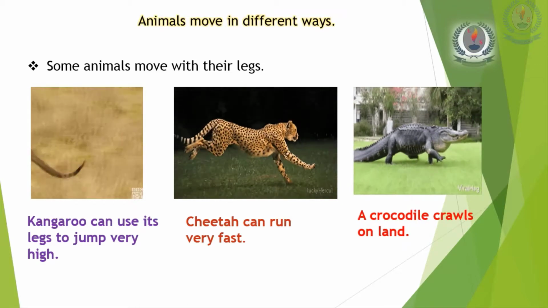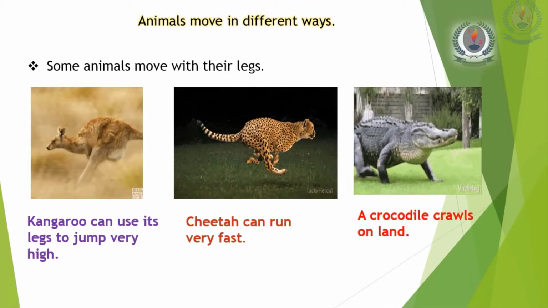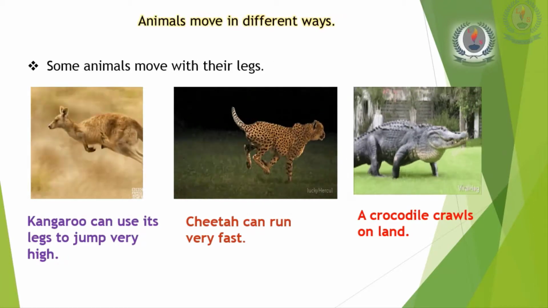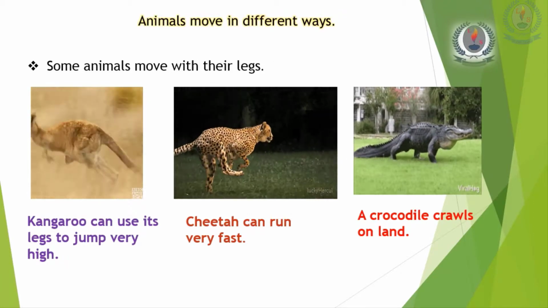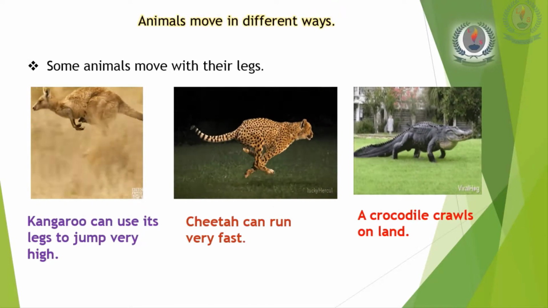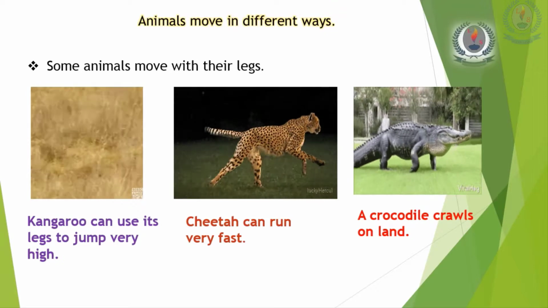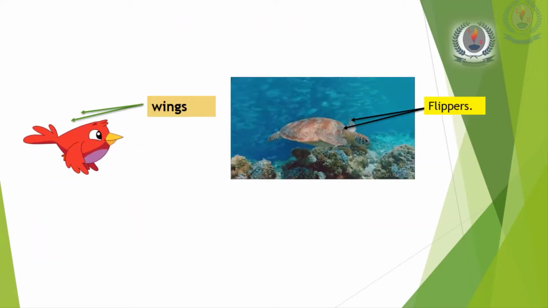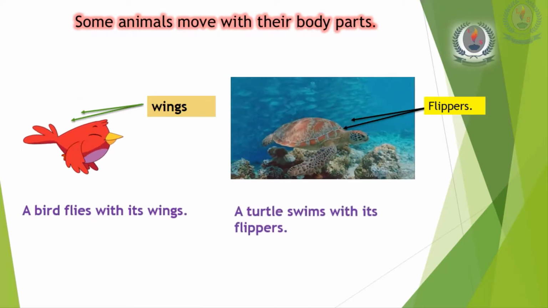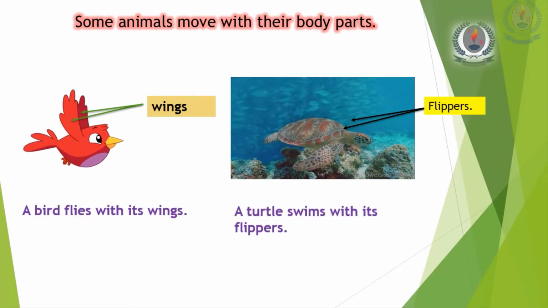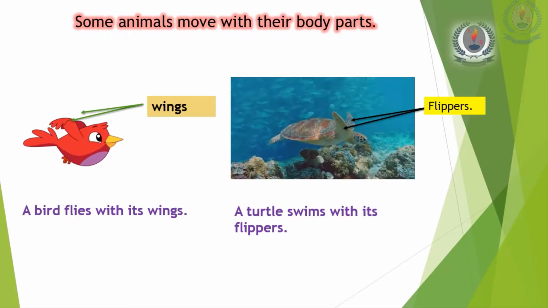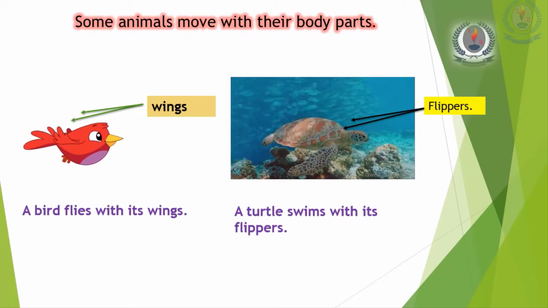The next picture, you can see a crocodile. A crocodile crawls on land. This is how animals move with their legs. Children, some animals move with their body parts. There are some animals, they move with their body parts.